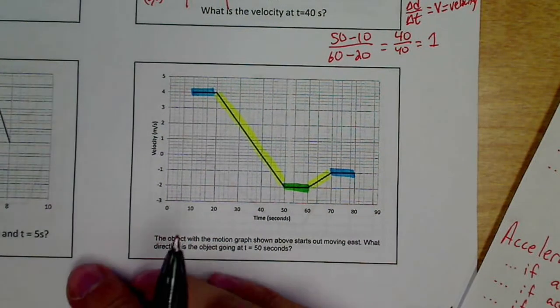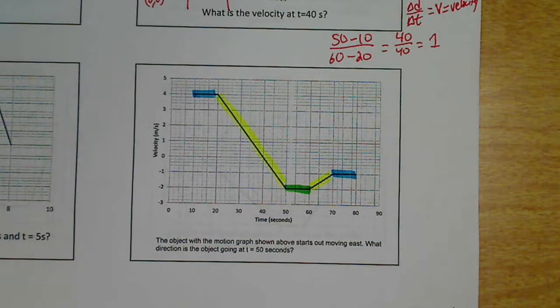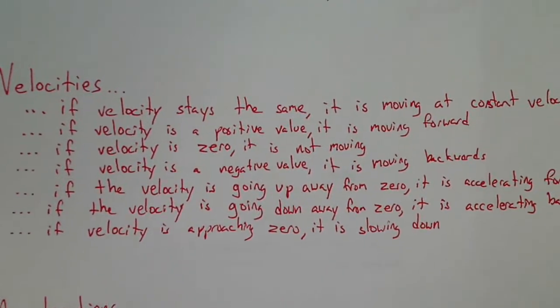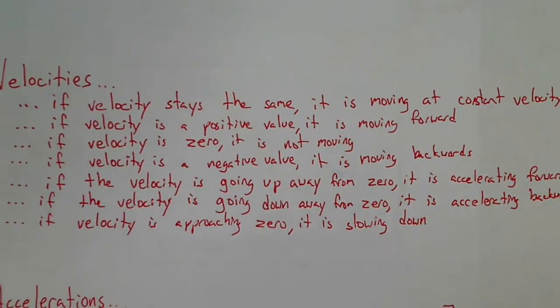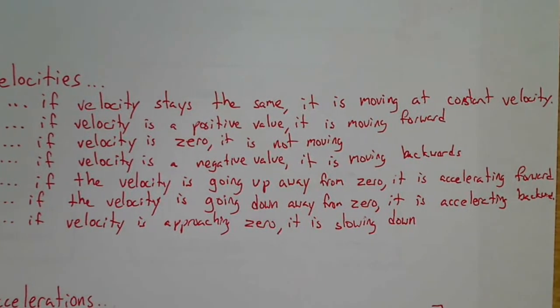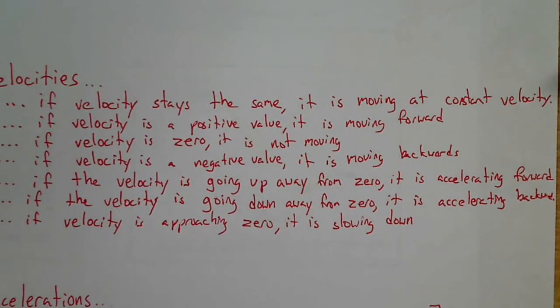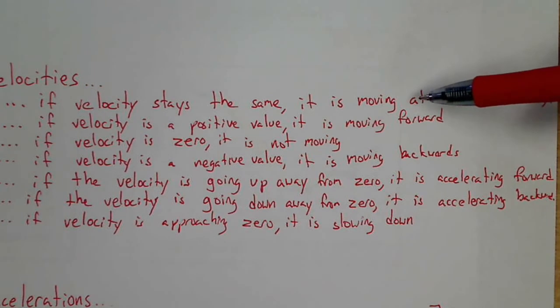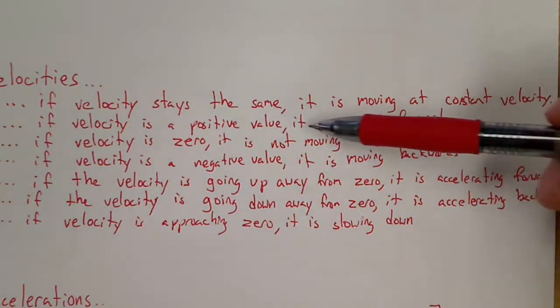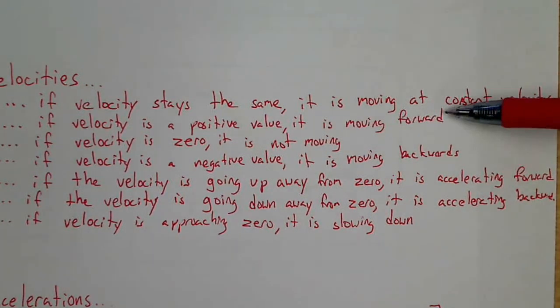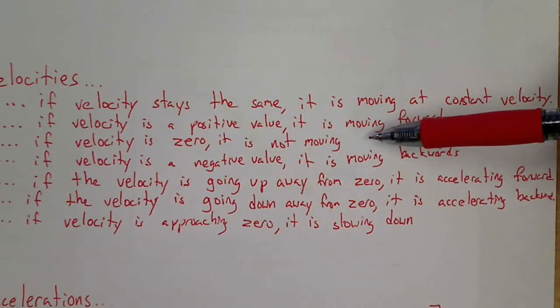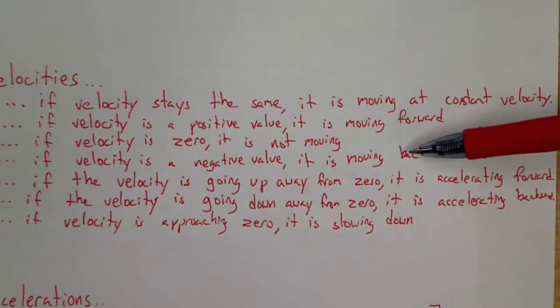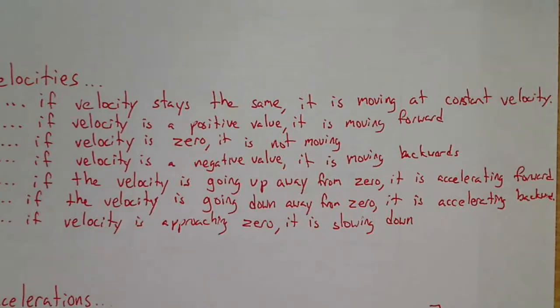Now, if we're going to describe the motion of a velocity graph, velocity has some different rules. So my velocity rules. If my velocity stays the same, if I have a flat line on a velocity graph, that means I'm moving at a constant velocity. I am maintaining the same velocity the whole time. I'm still moving though. If my velocity is positive, it's forward. If my velocity is 0, it is not moving. If my velocity is a negative value, it is moving backwards.